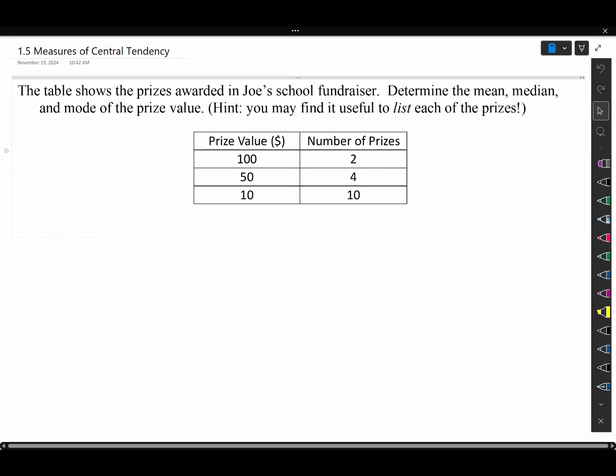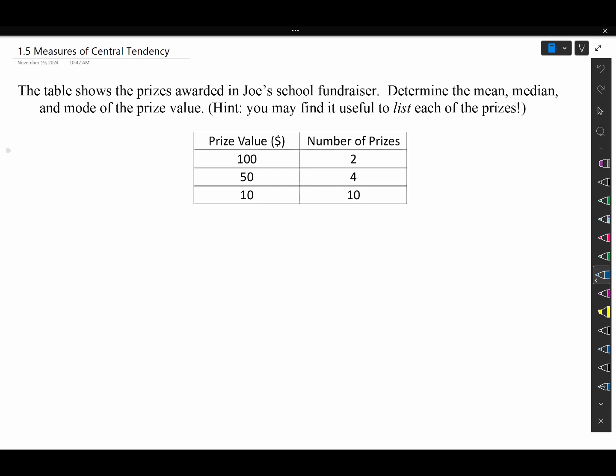So we're looking at a table showing prizes awarded in a school fundraiser. We're looking to find the mean, the median, and the mode, and we might find it useful to list each of the prizes. So if we're interpreting a table like this, we're actually going to go from the bottom up, although you could go in whichever order you want.